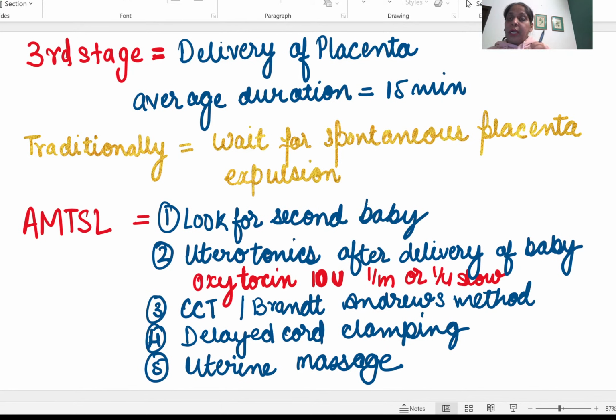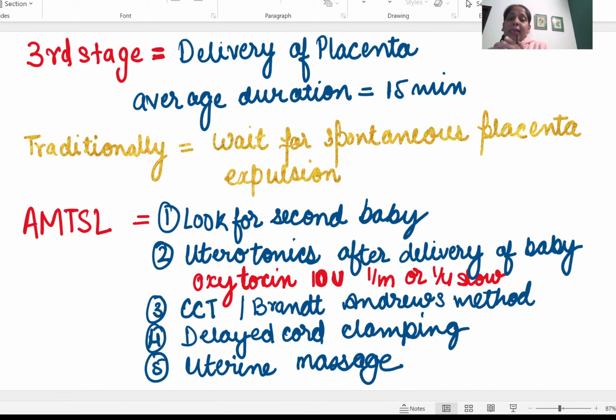Even if the ultrasound says there is a singleton pregnancy, we have to look for the second baby. Of course, the fundus will be at a very high height if there is a second baby inside. So we have to look for the second baby.